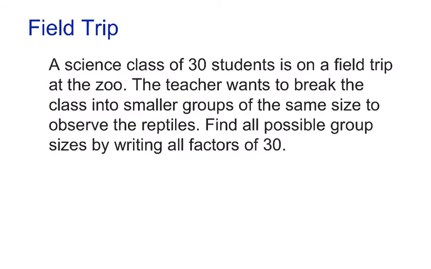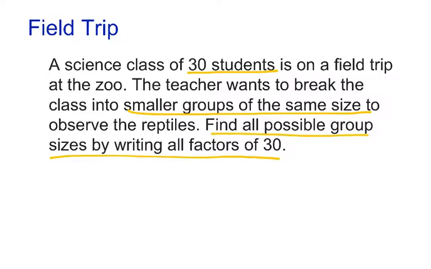Let's look at this word problem together. Field trip. A science class of 30 students is on a field trip at the zoo. The teacher wants to break the class into smaller groups of the same size to observe the reptiles. Find all possible group sizes by writing all factors of 30. So let's first underline or highlight the important information. We know we have 30 students, and they need to be smaller groups of the same size. And we need to find all the possible group sizes by writing all the factors.